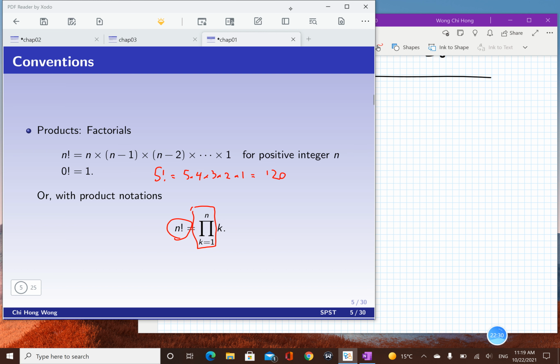And more about this: by definition, 0 factorial equals 1. This is something people often forget. 0 factorial is defined to be 1, not 0 times what? 0 times anything is 0. So 0 factorial is exactly 1, just the same as 1 factorial. But this is our notation if you have to multiply a lot of consecutive integers together.